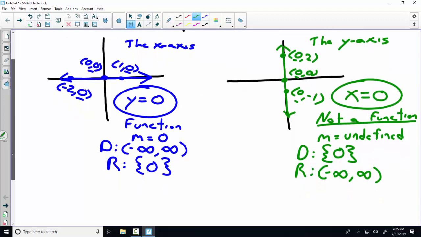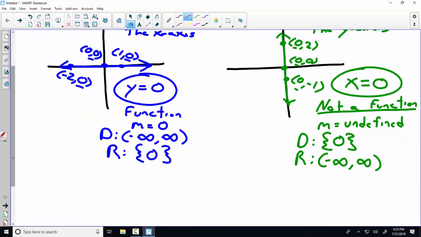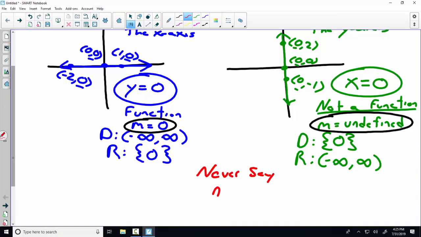One important idea that I do want to mention is, since the horizontal line has a slope of 0 and the vertical line has a slope of undefined, we never want to use the term no slope, because people are just going to get confused by what that means. So you never say no slope. You want to stick with the terms either slope is 0 for the horizontal line, y equals 0, or the slope is undefined for the vertical line, x equals 0.